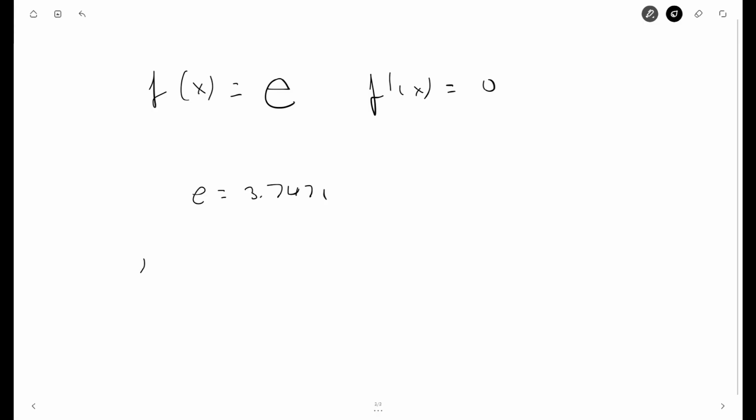Or something like f of x equal to, for example, log of 2, then f prime of x is equal to 0.